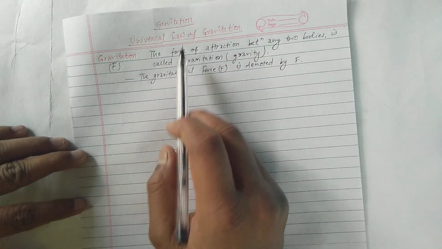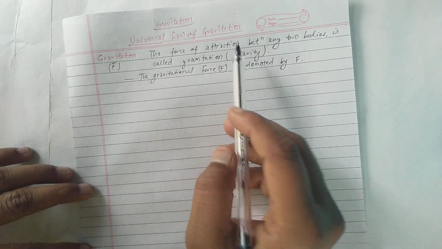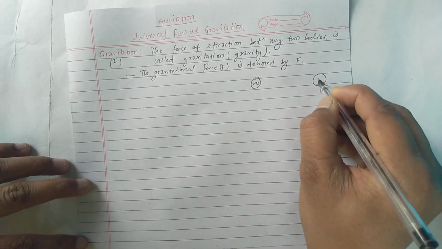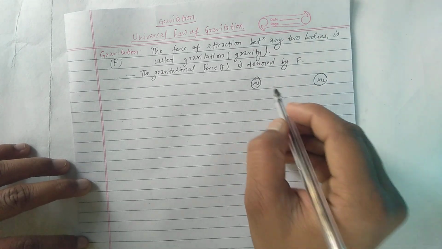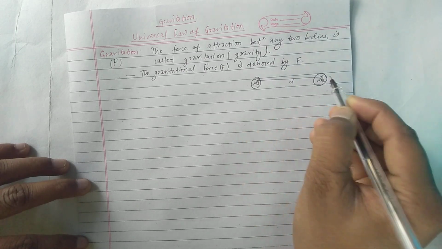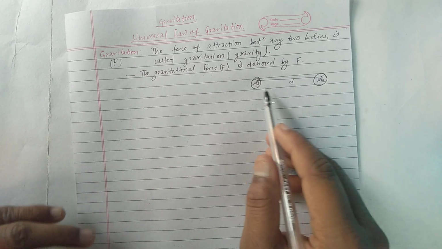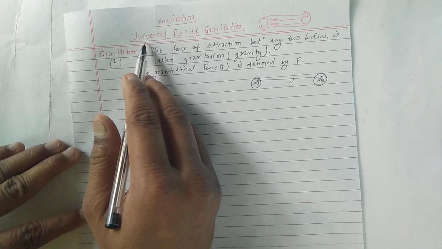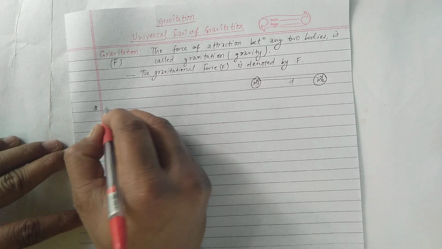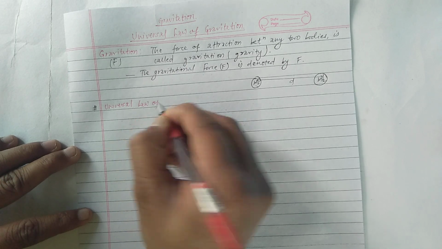Basically, Newton gave the universal law of gravitation. If there are two bodies, suppose this is m1 and this is m2, having different masses m1 and m2, and the distance from center to center is d. So two bodies at distance d, having masses m1 and m2. Then let's see what the universal law of gravitation is.